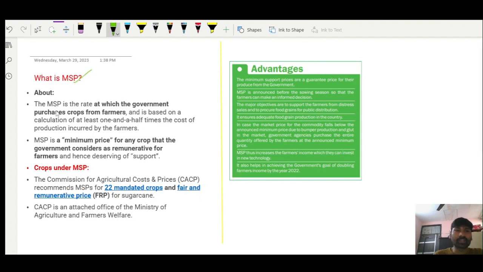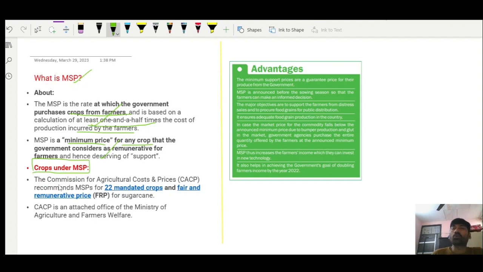So what is MSP? MSP is the rate at which the government procures crops from farmers, right? It is based on a calculation of at least 1.5 times the cost of production incurred by farmers. MSP is a minimum price for any crop that the government considers remunerative for farmers and hence deserving of support. Okay. Now, what are the crops which are included in the MSP?